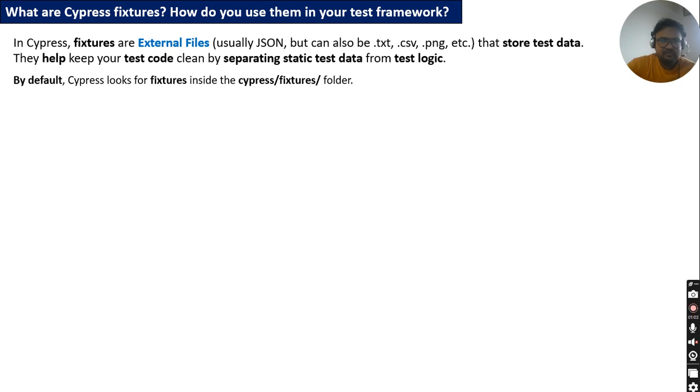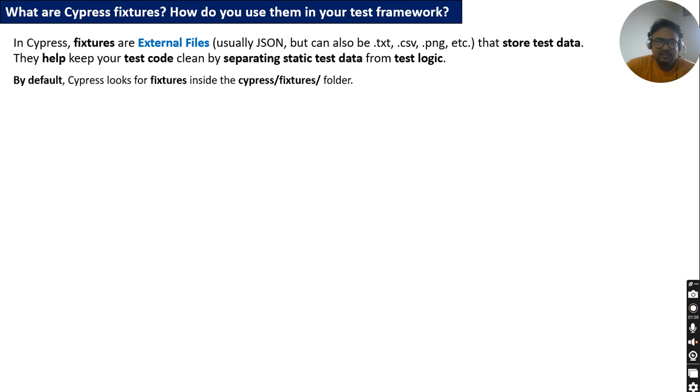In Cypress, fixtures are external files, usually JSON, but they can also be text files, CSV files, image files and so on, that store the test data. Here you get the idea of what a fixture is. A fixture is an external file. Like in Selenium, we do data driven testing by reading the data from a CSV file or Excel file and passing it to our test script. You can do it in a similar way in Cypress, and those kinds of external files are considered fixtures, which are used to store the test data.